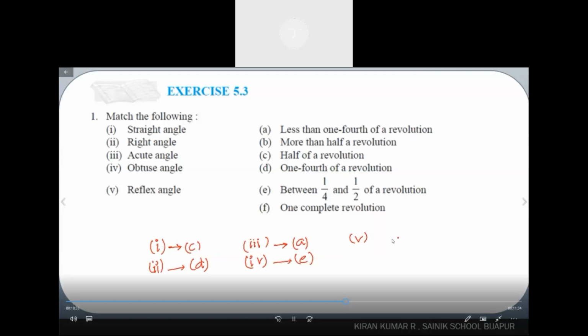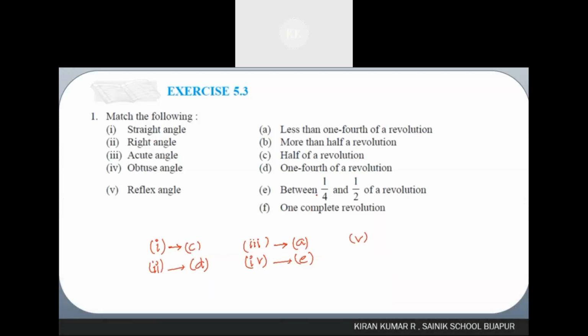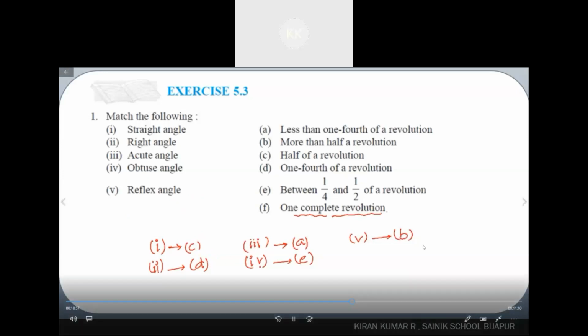The right answer here: we need to search for more than half a revolution, option B. And this one, complete revolution, is left out. This is forming a complete angle. That option is not there here. So the answers are: first is C, second is D, third is A, fourth is E, fifth is B.